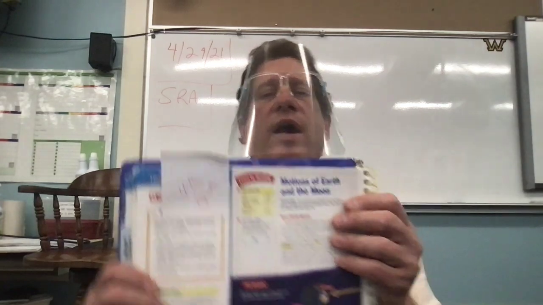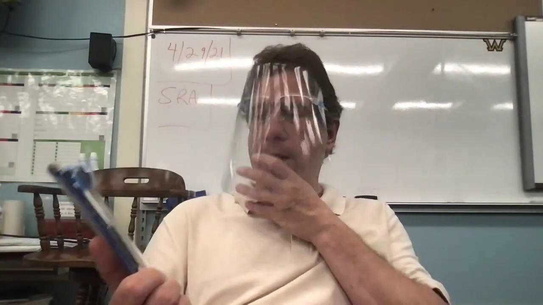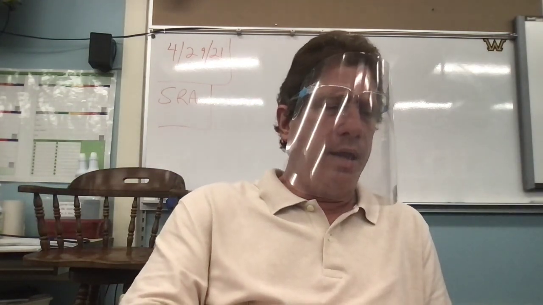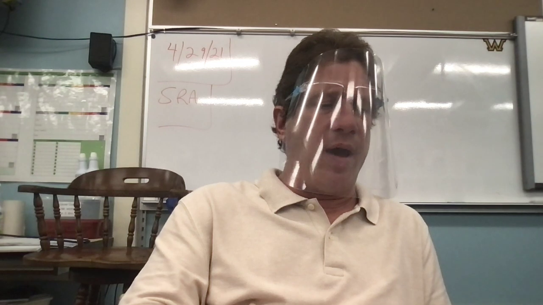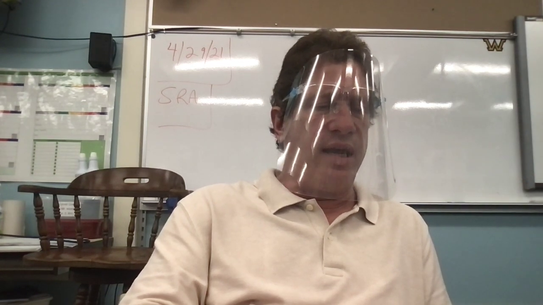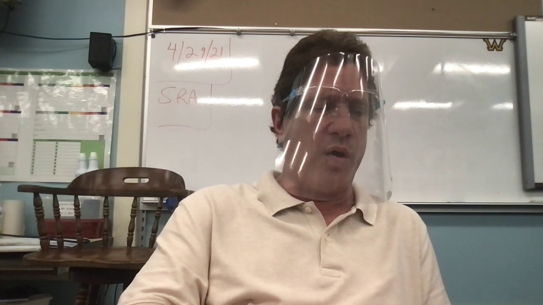I want to see how far I can get talking about the lesson from the book, and this starts on page D68. Earth makes one complete trip around the sun in a year. At the start of the new year, Earth is in the same position in relation to the sun as it was at the start of the year before.